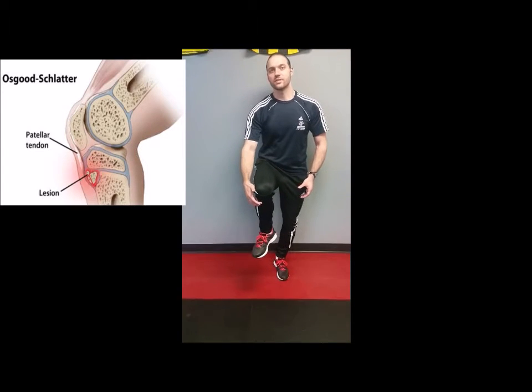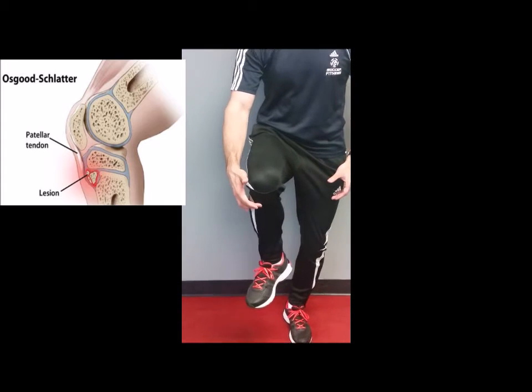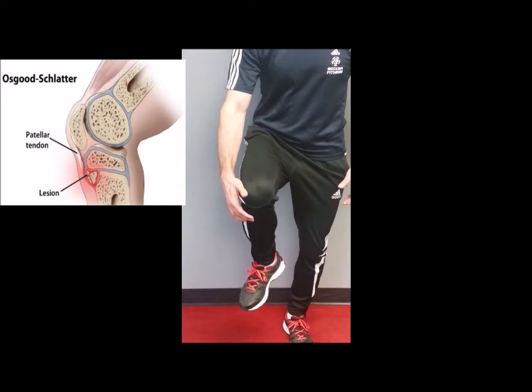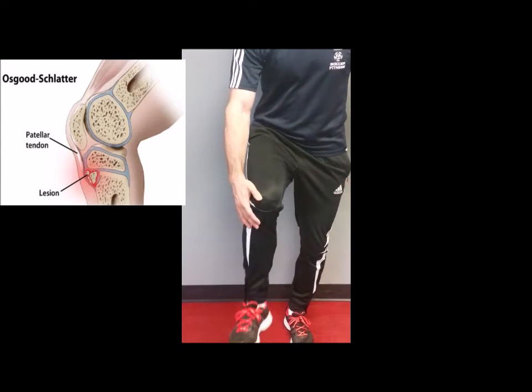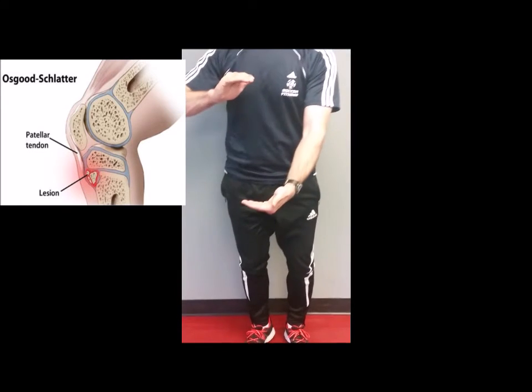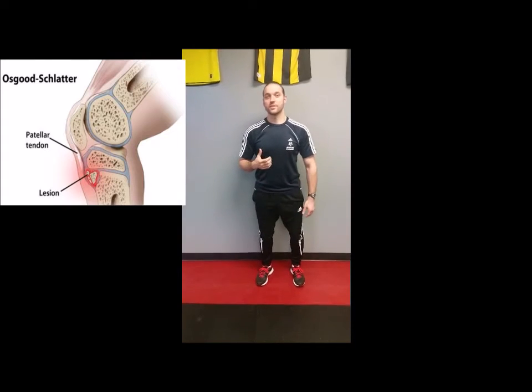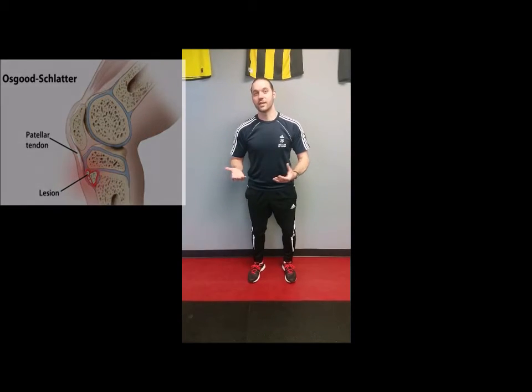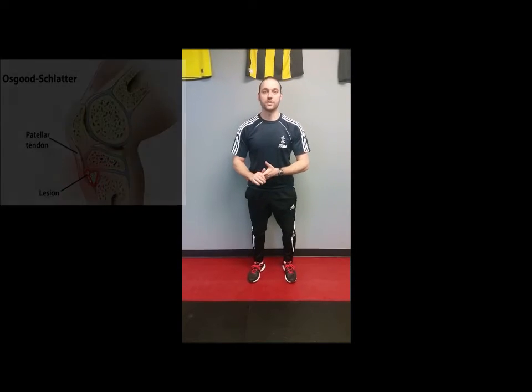The tibial tuberosity is the point on the knee where that patellar tendon inserts, and the movement that it does is to extend or straighten the knee by pulling on the tibia, which is the big shin bone. This is a common movement that happens in everyday life, and of course it's also a common movement in soccer.